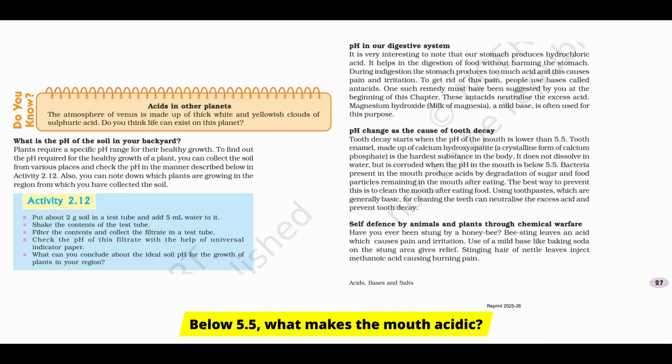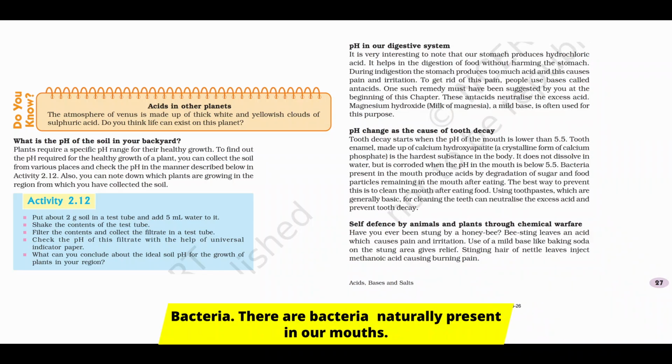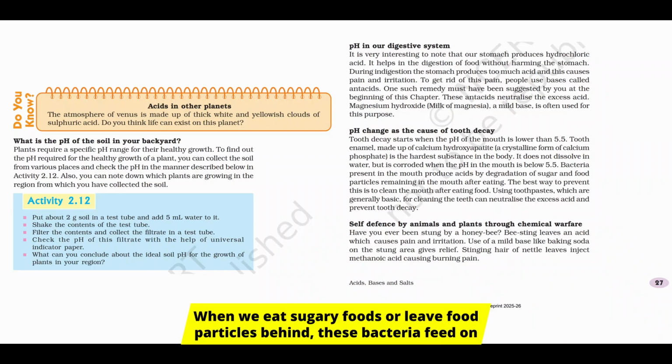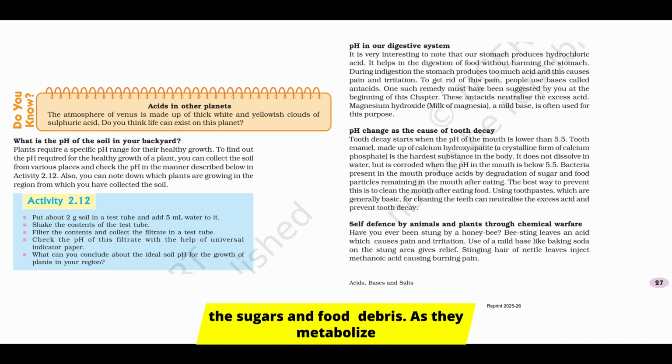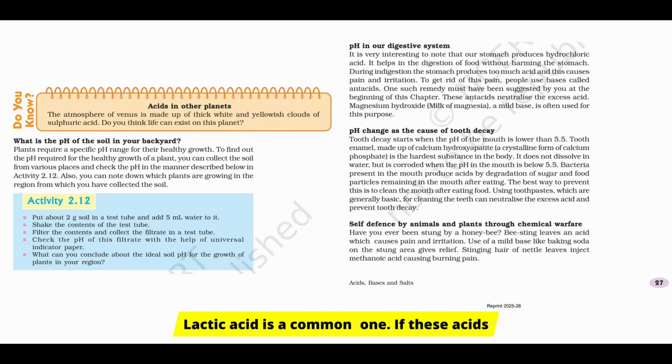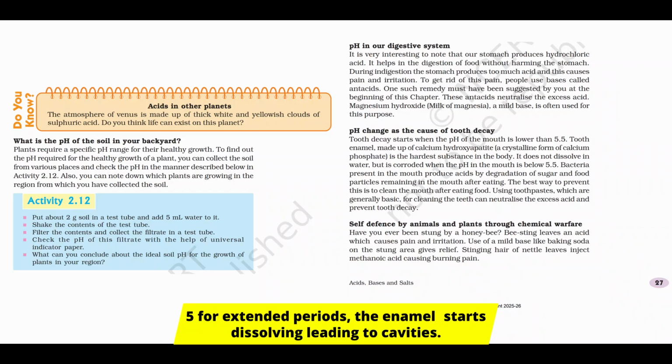Below 5.5, what makes the mouth acidic? Bacteria. There are bacteria naturally present in our mouths. When we eat sugary foods or leave food particles behind, these bacteria feed on the sugars and food debris. As they metabolize these sugars, they produce acids as a waste product. Lactic acid is a common one. If these acids build up, the pH drops. If the pH stays below 5.5 for extended periods, the enamel starts dissolving, leading to cavities.